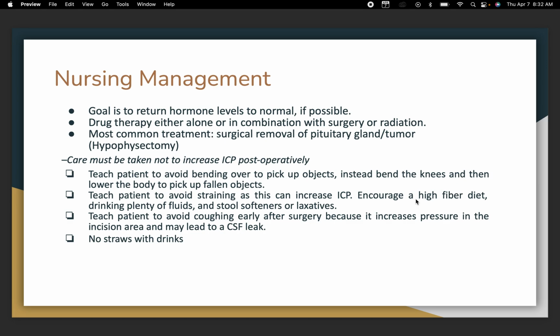And the most common treatment of hyperpituitarism is a surgical removal of the pituitary gland and the tumor, which is called this word, and I'll try and say it, but I'm probably going to butcher it. Hypophysectomy.